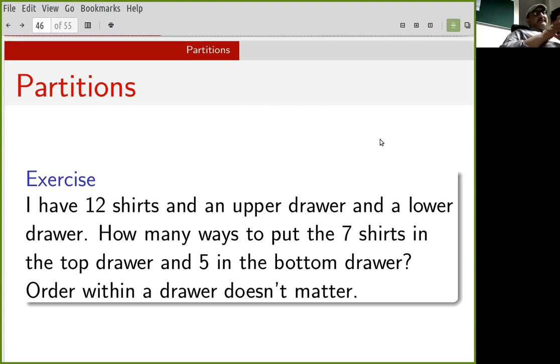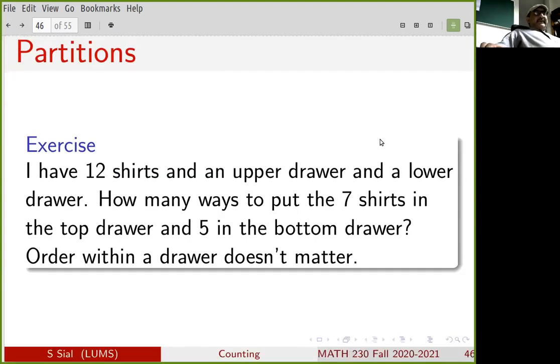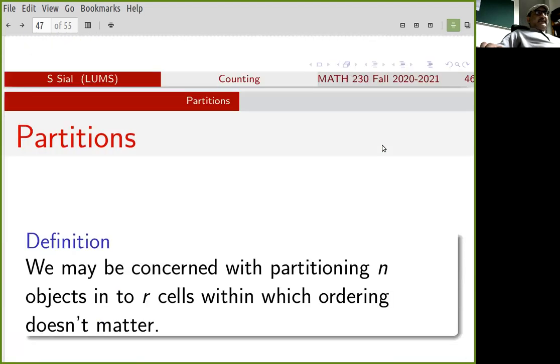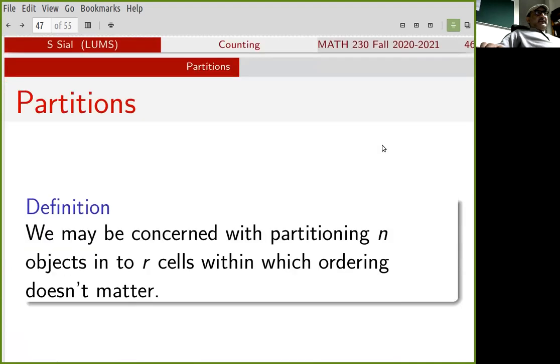And in the bottom drawer, when I said 12 factorial, there were 5 factorial ways of arranging these shirts, except now I'm saying that it doesn't matter if I interchange the shirts or rearrange them in any way. So that 5 factorial is overcounted. So I've overcounted by 7 factorial times 5 factorial when I said 12 factorial. So this is 12 factorial divided by 7 factorial and then divided by 5 factorial again.